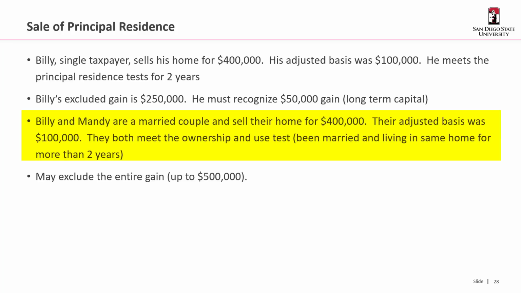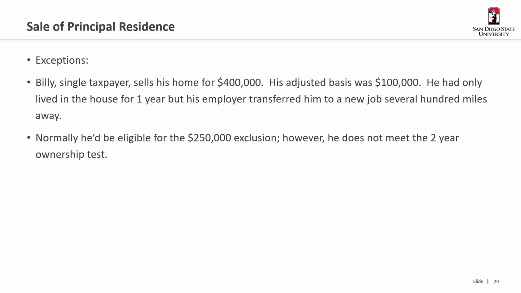Billy and Mandy are a married couple, and they sell their home for $400,000. Their adjusted basis is $100,000. They both meet the ownership and use test, meaning they've been married and living in the same home for more than 2 years. As a result, they may exclude the entire gain because it is less than the $500,000 exclusion that is available to them.